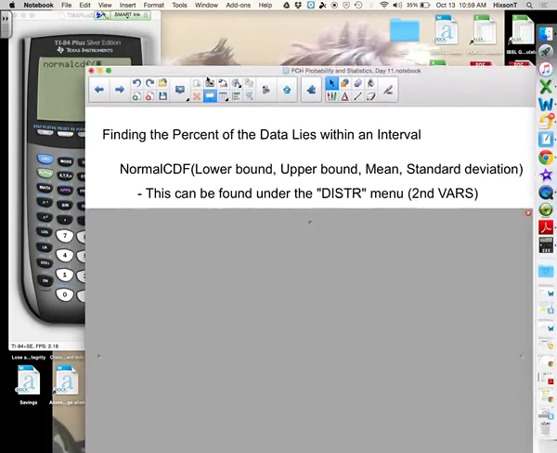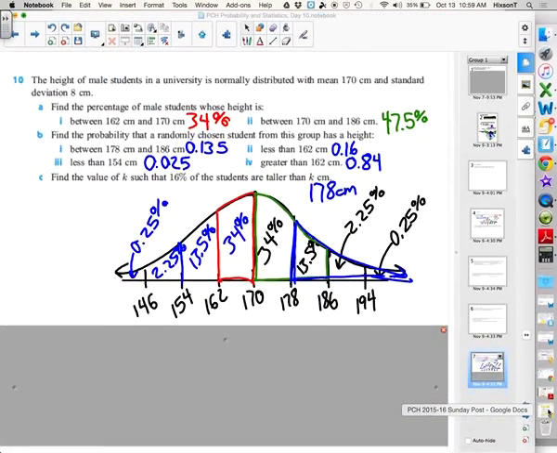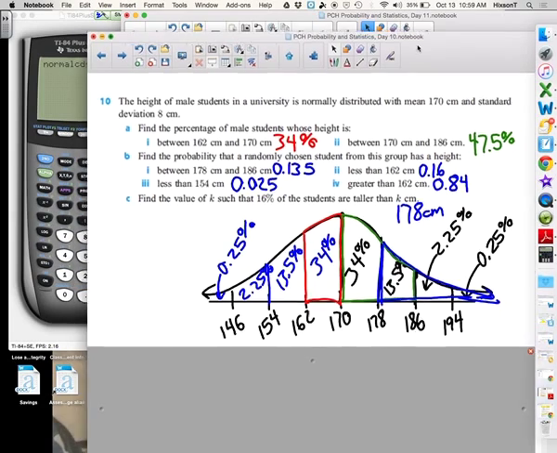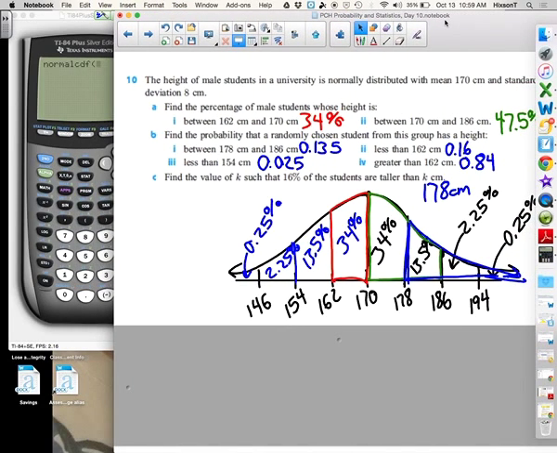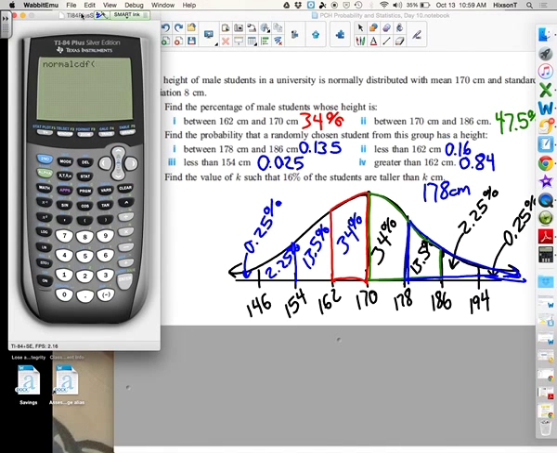We saw that the mean was 170, the standard deviation was 8, and let's just do this first one right here. We want to know what percent is between 162 centimeters and 170 centimeters.